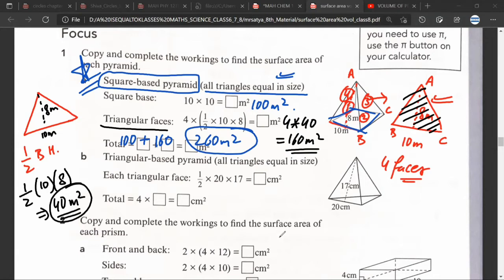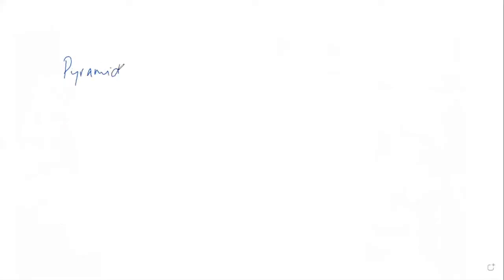No. See, when they tell you that this is a square based pyramid, you guys know what is a pyramid. Do we have any issue about pyramid? No, sir. The pyramid should be clear.